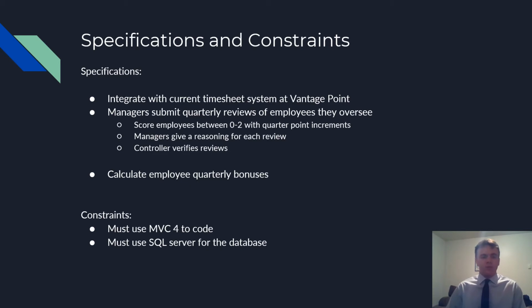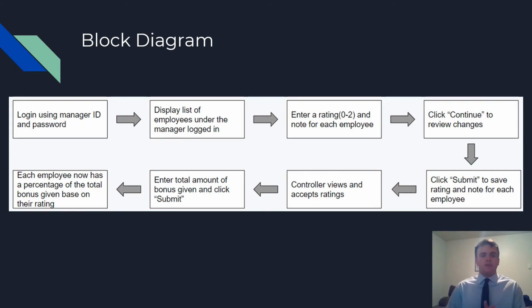The constraints that we had were we must use MVC4 as the framework to code. We do this so that the website we build is compliant with the current Vantage Point system that they have, and that they can integrate that smoothly. We also had to use SQL Server for the database. Same thing with that. They were using SQL Server, so we needed to use SQL Server. And the way that they were going to get the changes that we made were we are going to send them our SQL queries for them to run on their database, which will then create tables and populate tables the way we designed them. So now I'll talk about the block diagram a little bit.